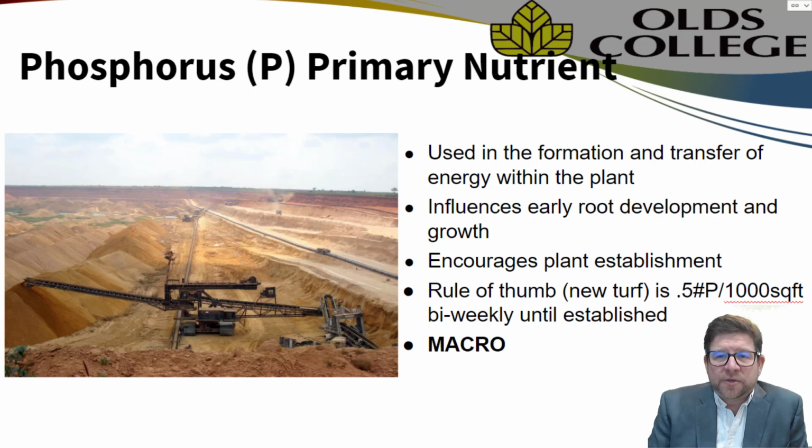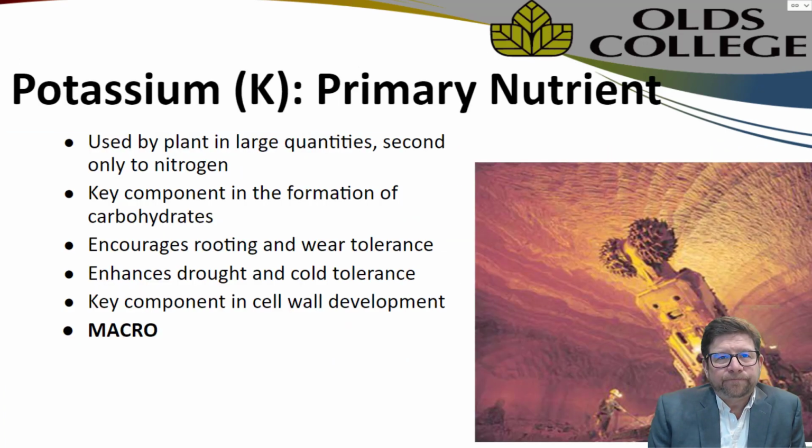So as a general rule of thumb, and this is according to Nick Christian's, half a pound of phosphorus every 1,000 square feet on a bi-weekly basis is a good rule of thumb for establishing new turf or recovering some of those center lines that have been so beat up.